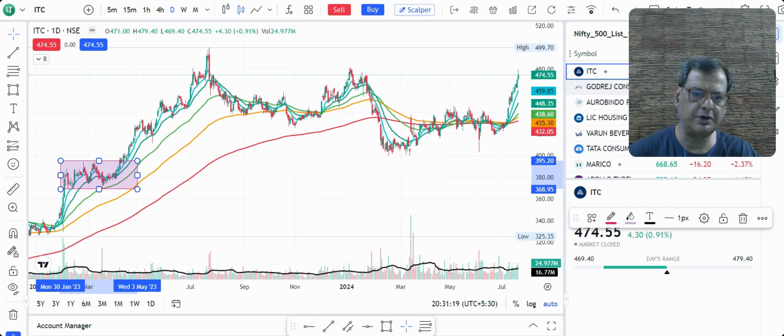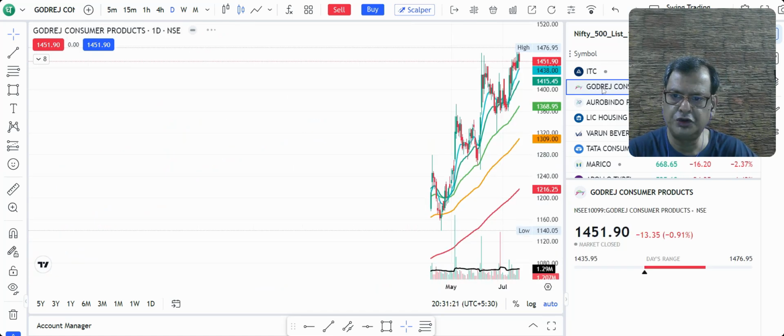Now let's look at another stock, Godrej Consumer.